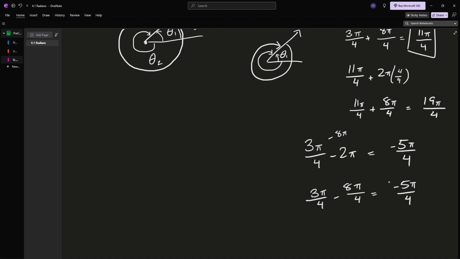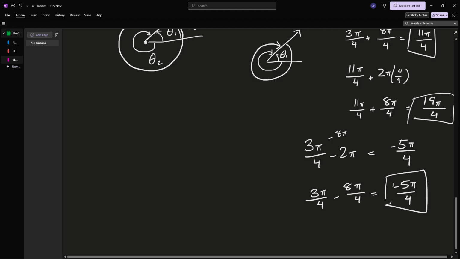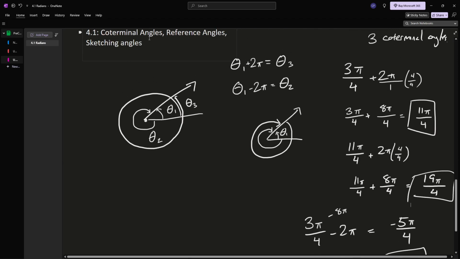So these little connections are connections I want us to make if we feel comfortable with this method. I want you to understand not just how to do it, but honestly be flexible with your understanding so that you can do these tricks. So this is coterminal angles. Reference angles.